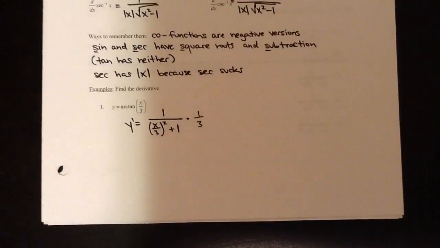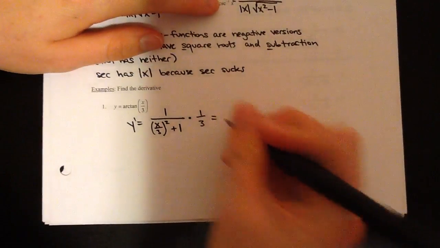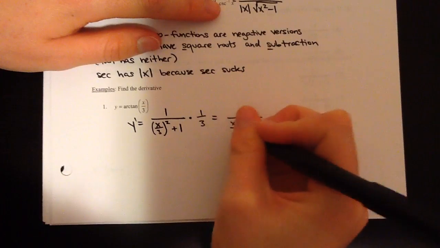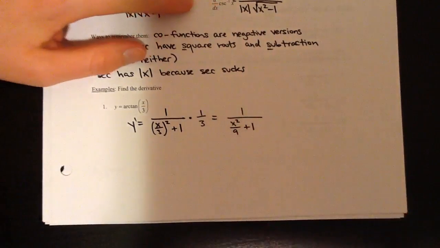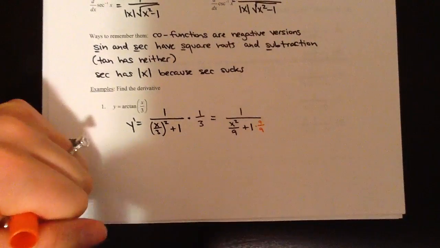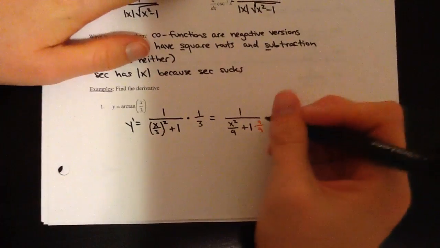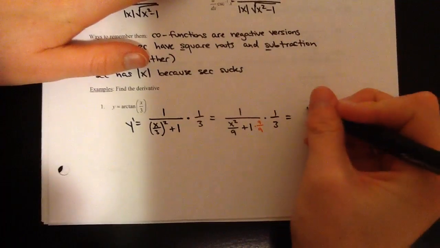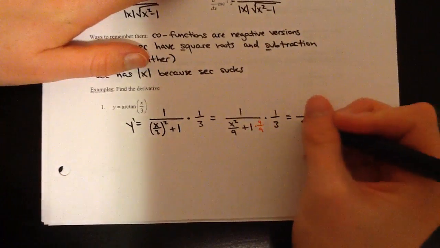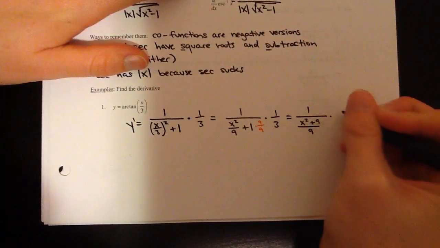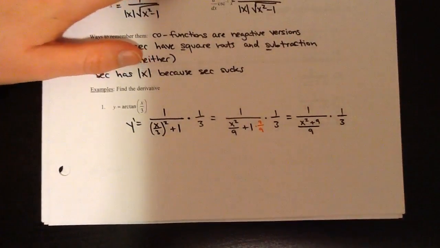So let's clean that up a little bit, just because that, in my opinion, is very, very messy. So we've got 1 over x squared over 9 plus 1. And so this 1, we're going to do a 9 over 9, so we can get a common denominator in the denominator. And then times 1/3 equals 1 over, down in the denominator, we're going to have x squared plus 9 over 9, and then times 1 over 3.